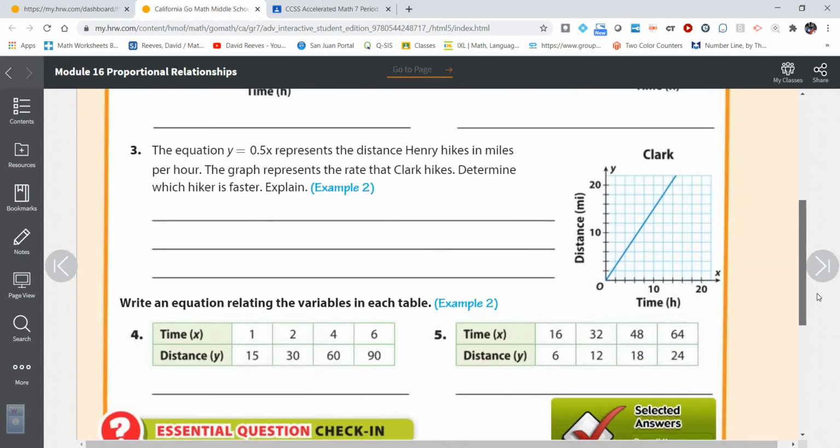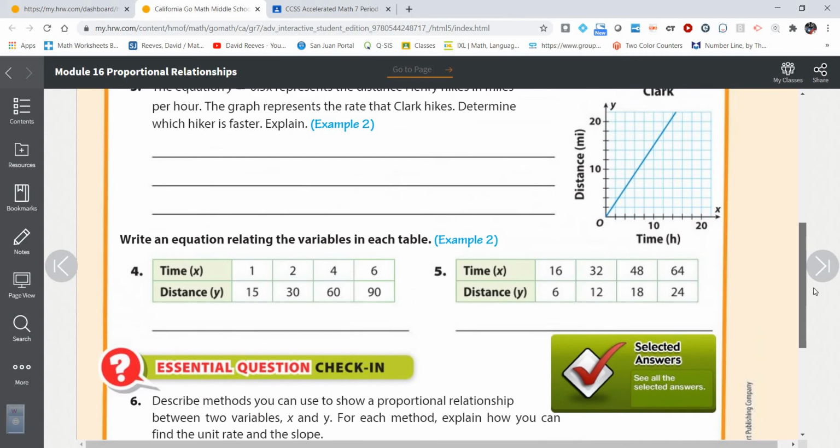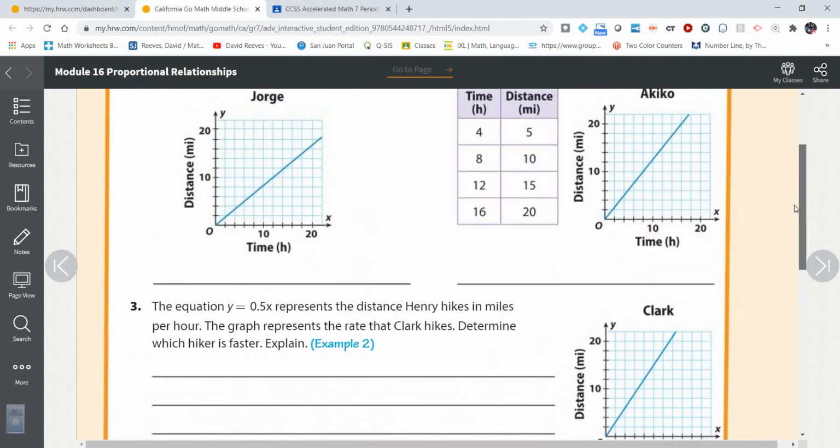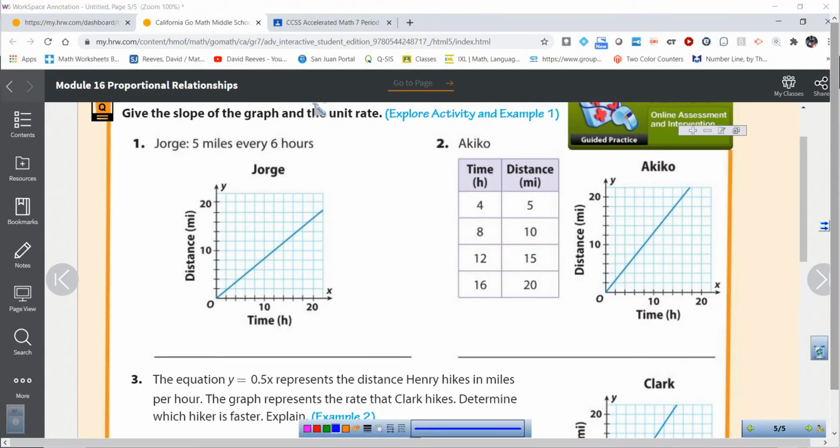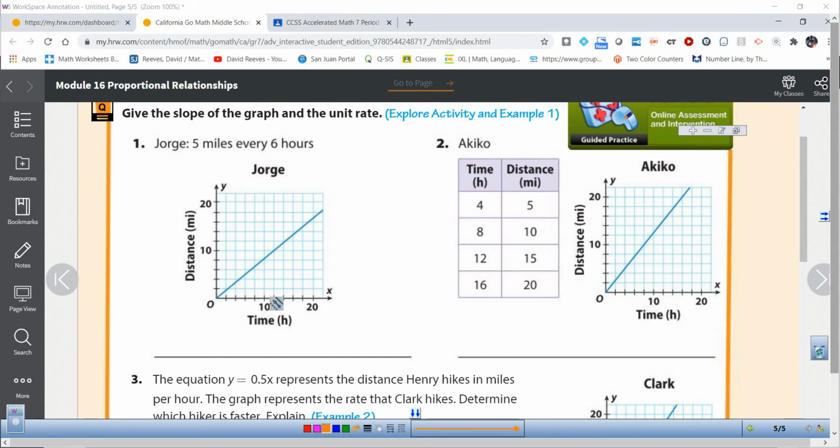So that's not what I was looking for. All righty. All right, you know what though? Let's go through and do this anyway. Give the slope and the unit rate. All right, so slope is rise over run. Now remember, with slope you can use any 2 points that you want to. Make sure you look for a point that's on the line and on the grid.